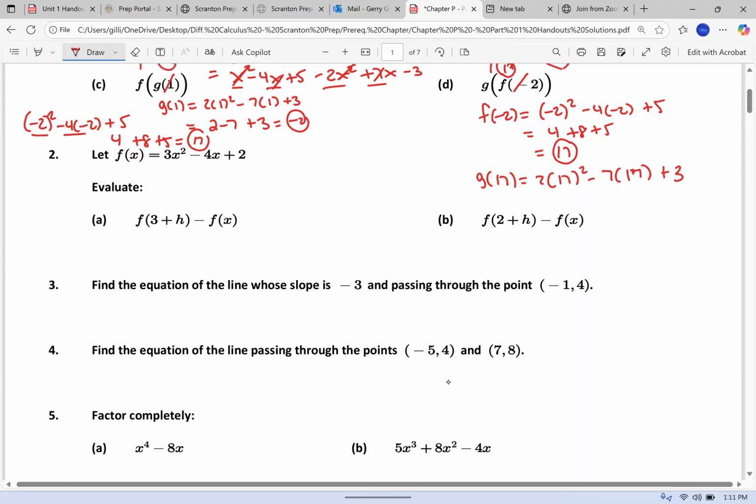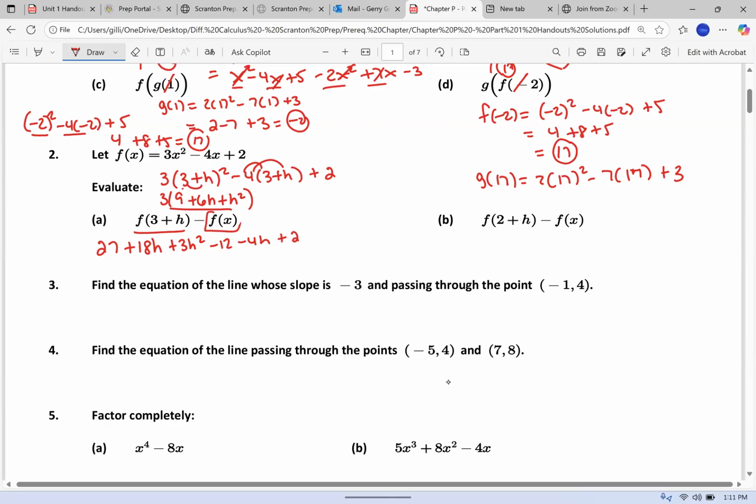And number 2, I have to do this part first. So it's going to be 3 times 3 plus h squared minus 4 times 3 plus h plus 2. I'm going to square this and get 9. Multiply and double, 6h plus h squared. I'm going to distribute now and get 27 plus 18h plus 3h squared minus 12 minus 4h plus 2.